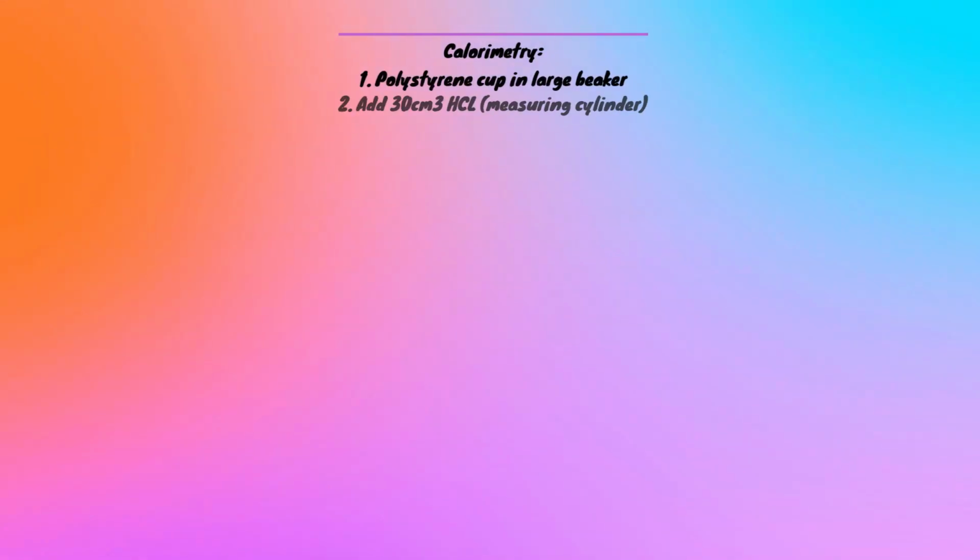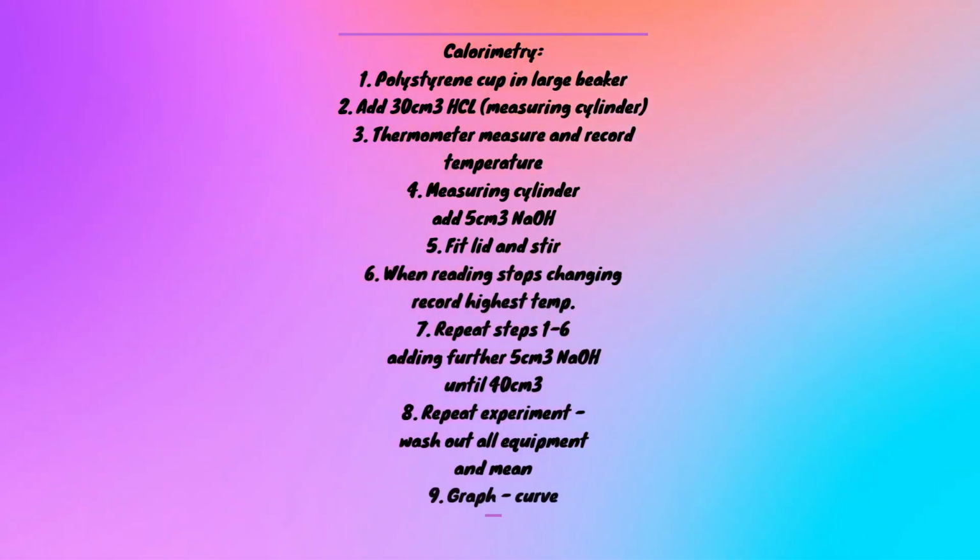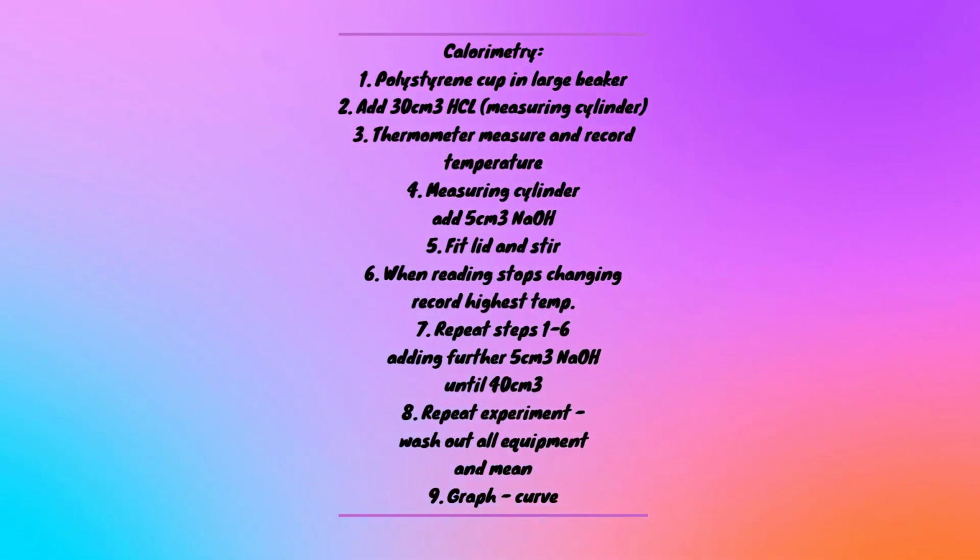As for the actual experiment itself, step number 1, place a polystyrene cup into a large beaker. Step number 2, add 30 centimetres cubed of hydrochloric acid using a measuring cylinder. Step number 3, use a thermometer to measure and record the temperature. Then we're going to use a measuring cylinder to add 5 centimetres cubed of sodium hydroxide. Fit a lid and stir with the thermometer.